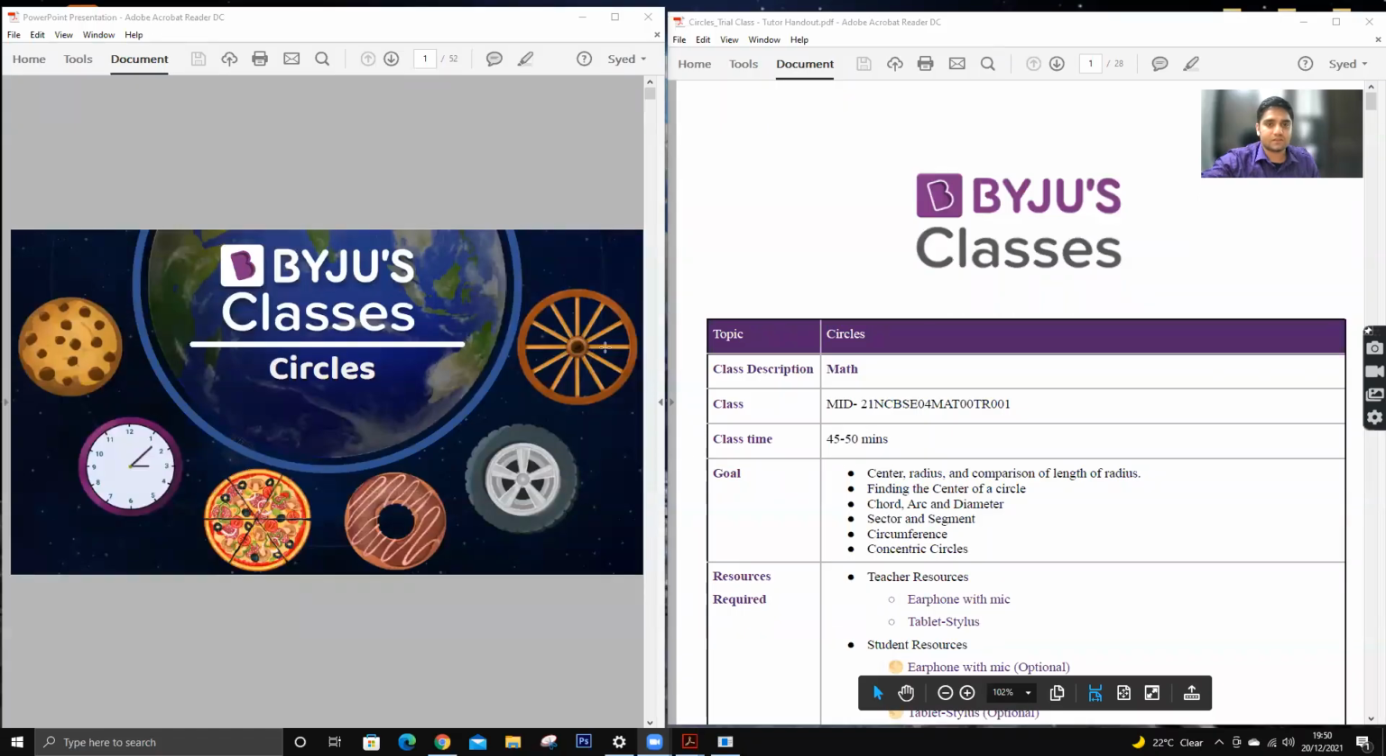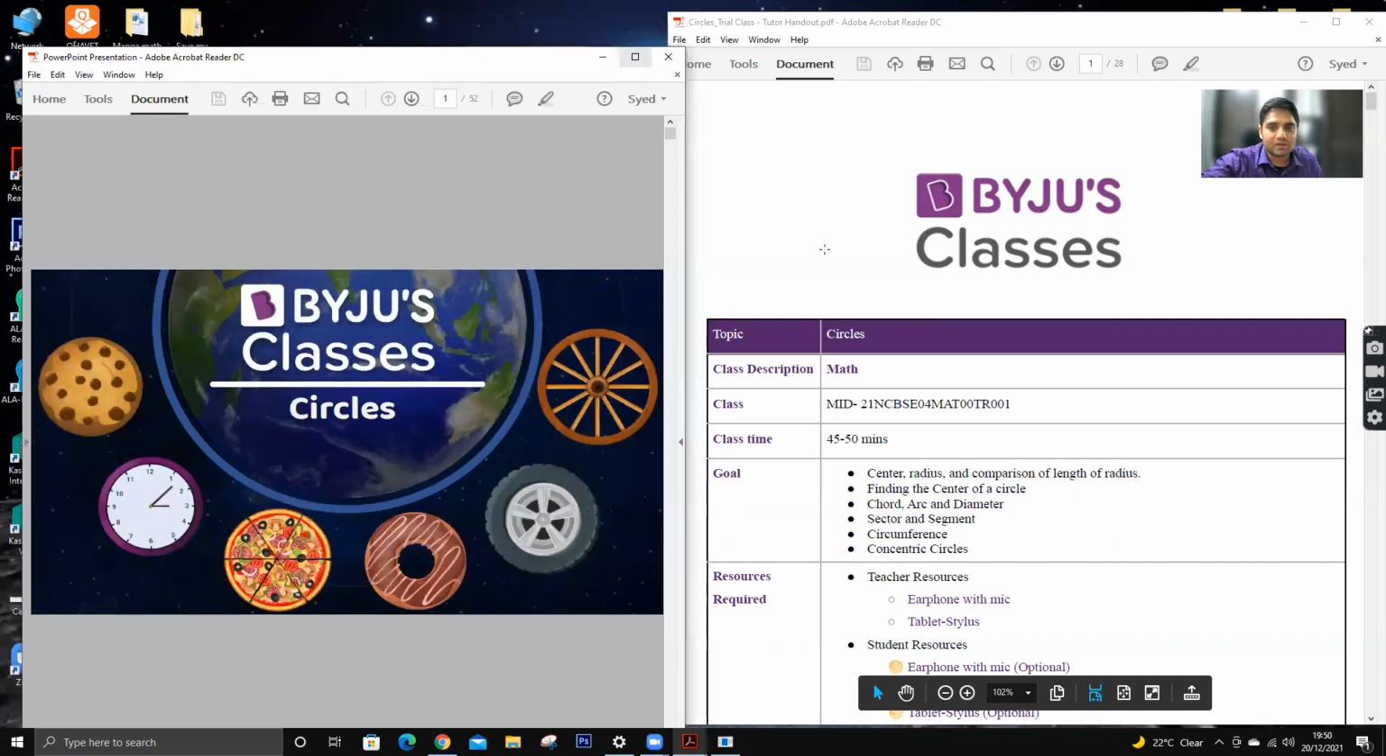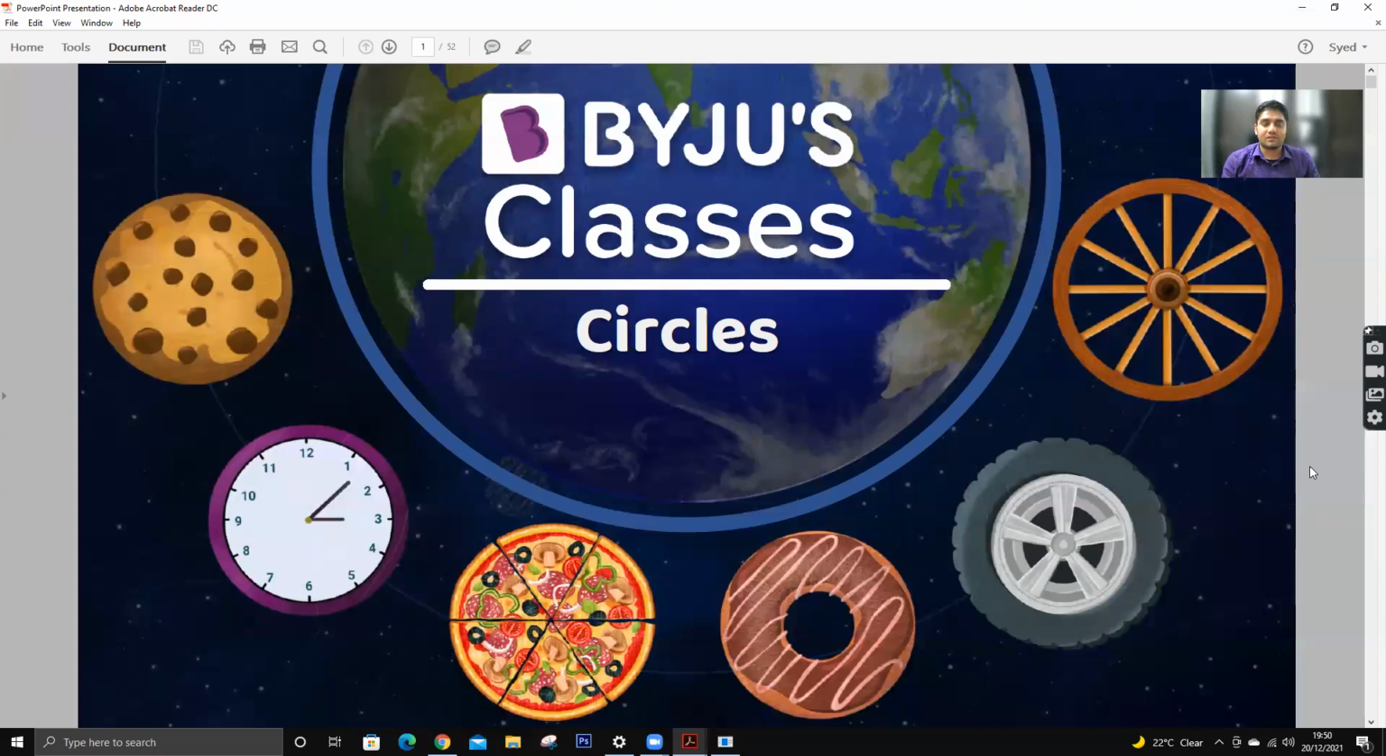Okay, I will just start presenting my screen. Have a look at this. Looking at these beautiful shapes over here, what comes to your mind? I would like to hear some answers from your end. There is a pie, there's a clock, there's a pizza, there's a donut, and there's a wheel, right? Is there anything common to them? Yes, it's nothing but circles, right? So all of them are in circular shape. So today we are going to discuss some of the circular shapes and their properties.